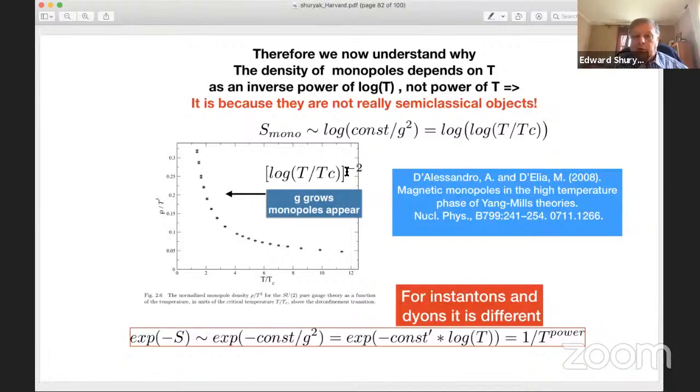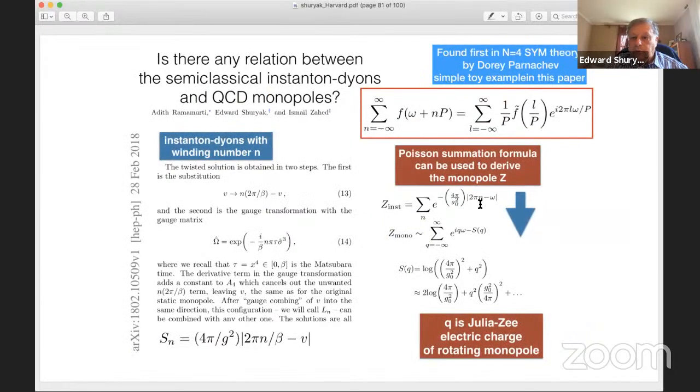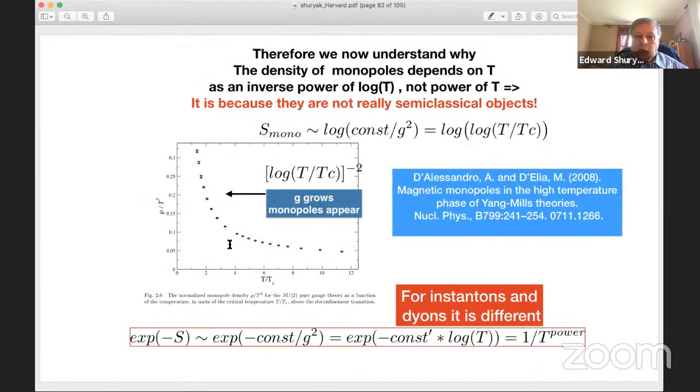They have an inverse power of log T instead of T. This result was known for quite some time, it was puzzling, and nobody paid attention to it. Now we have a resolution to it, explained in terms of this. Our so-called monopole partition function corresponds to the data when monopoles are extracted on the lattice.